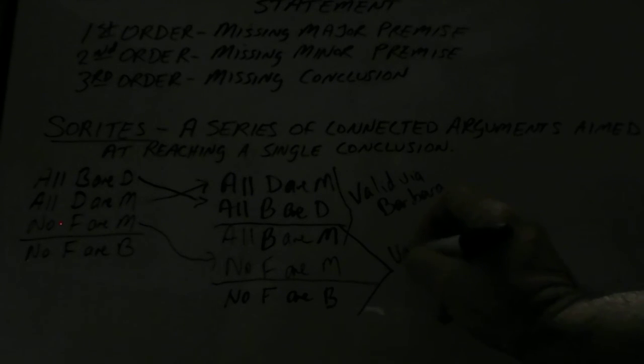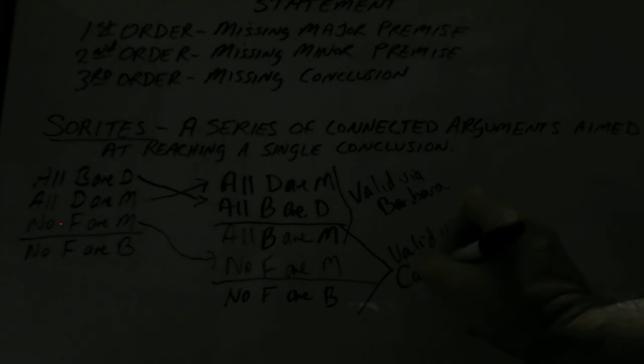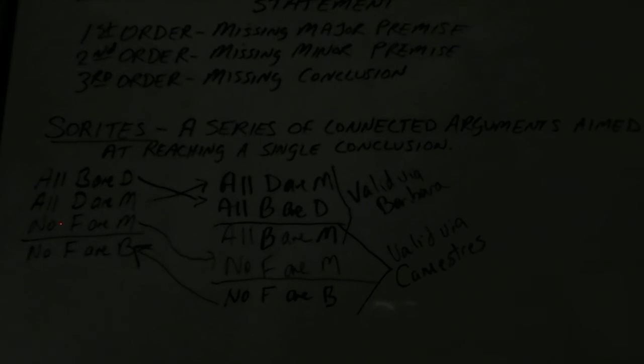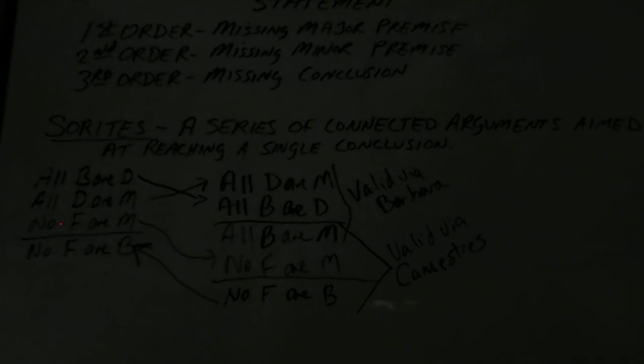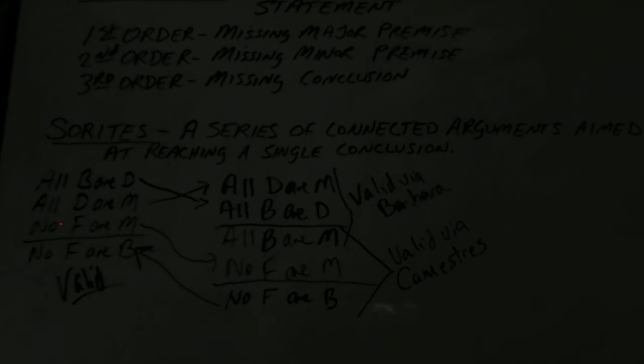This one we've seen is valid via Camestres. And most importantly, we can also see that the conclusion that we've reached, no F are B, is the conclusion of the original argument that we wanted to reach. So now that we've shown that both of the intermediate parts of this sorites are valid, we can conclude that the original argument here is a valid argument form.